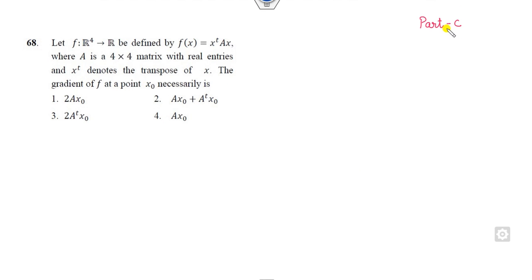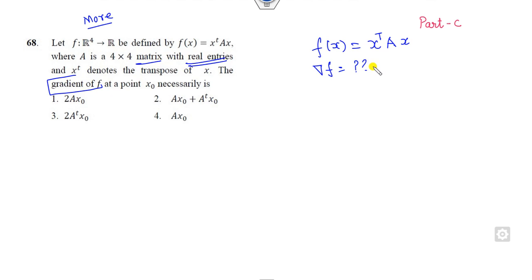Now look at part C. It means it has more than one correct option. So again, what is given to you? F of x is x transpose A x. F is any mapping from R4 to R. A is a real matrix, only real. Then you have to find the gradient of F. What do you think about that?